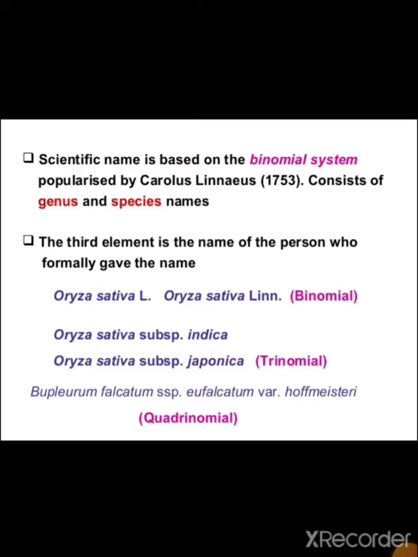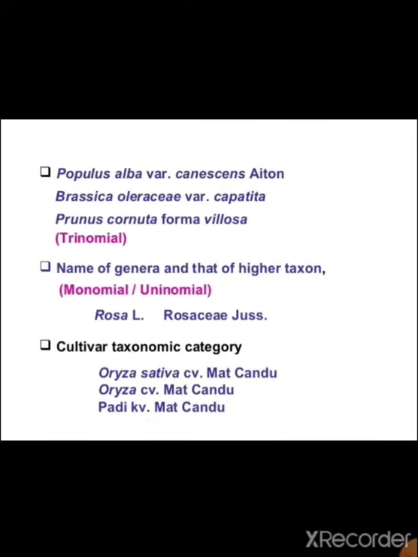Scientific name is based on the binomial system given by Carolus Linnaeus, and consists of genus and species name. The third element is the name of the person who formally gave the name. For example, Oryza sativa L., where L. denotes Linnaeus. These are some other examples.